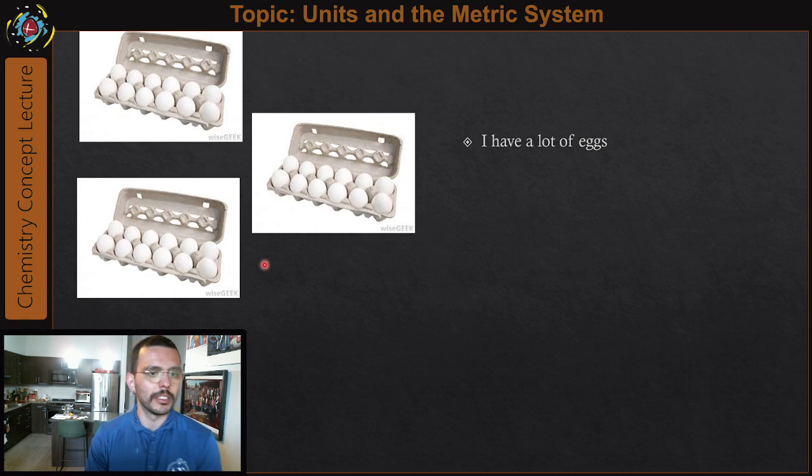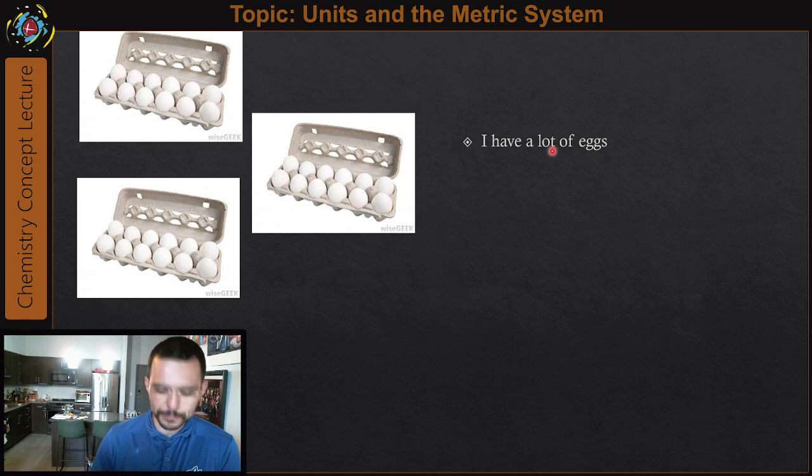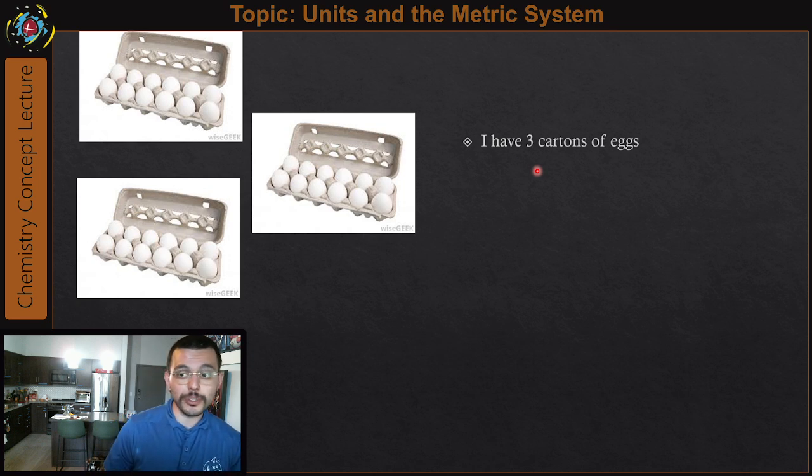Example 3. In this case, we have 3 cartons. I can say I have a lot of eggs, big quantity, right? I can also say I have 36 eggs. I could count each individual egg. I can also say I have 3 cartons of eggs. This one could be complicated because in other grocery stores, a carton might not have 12, but in this case, it describes 12.